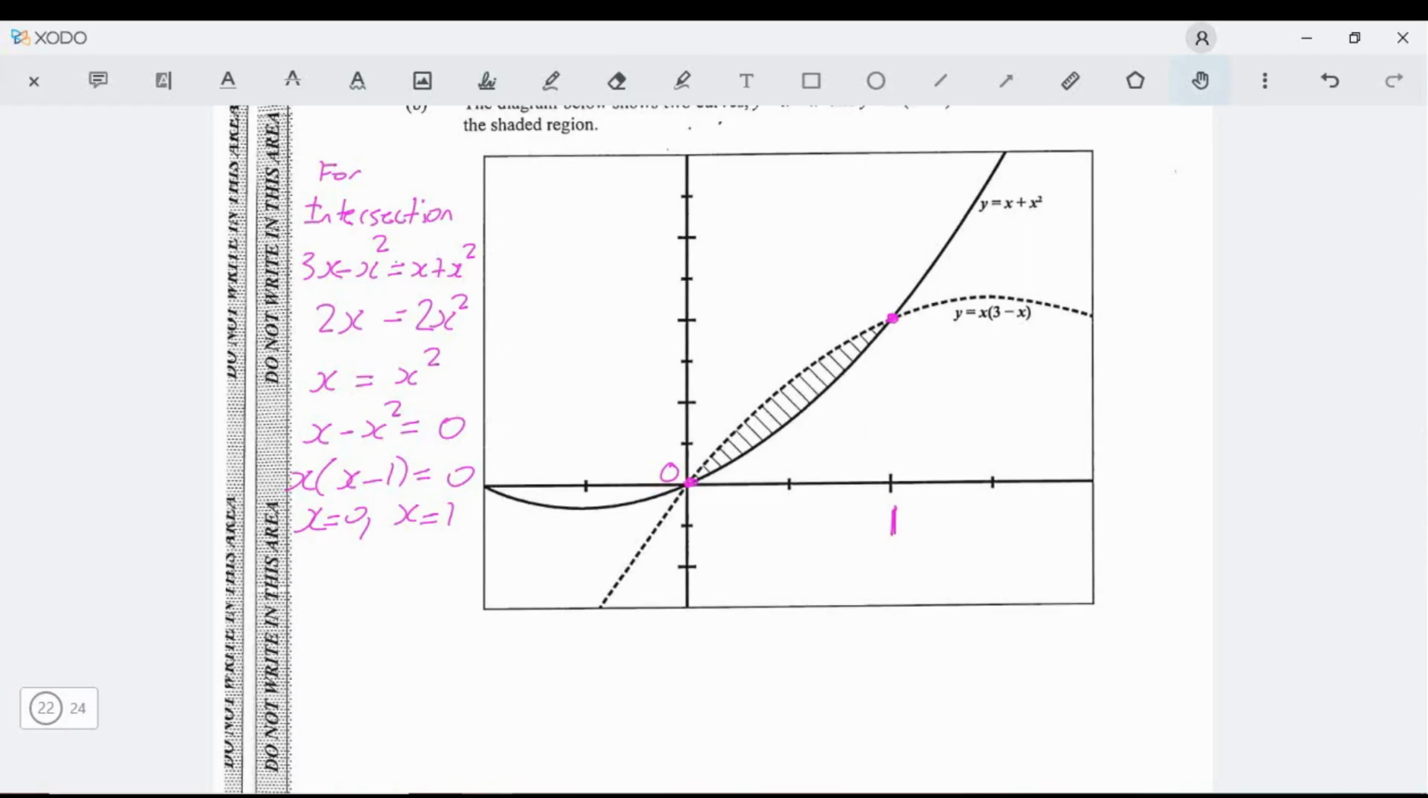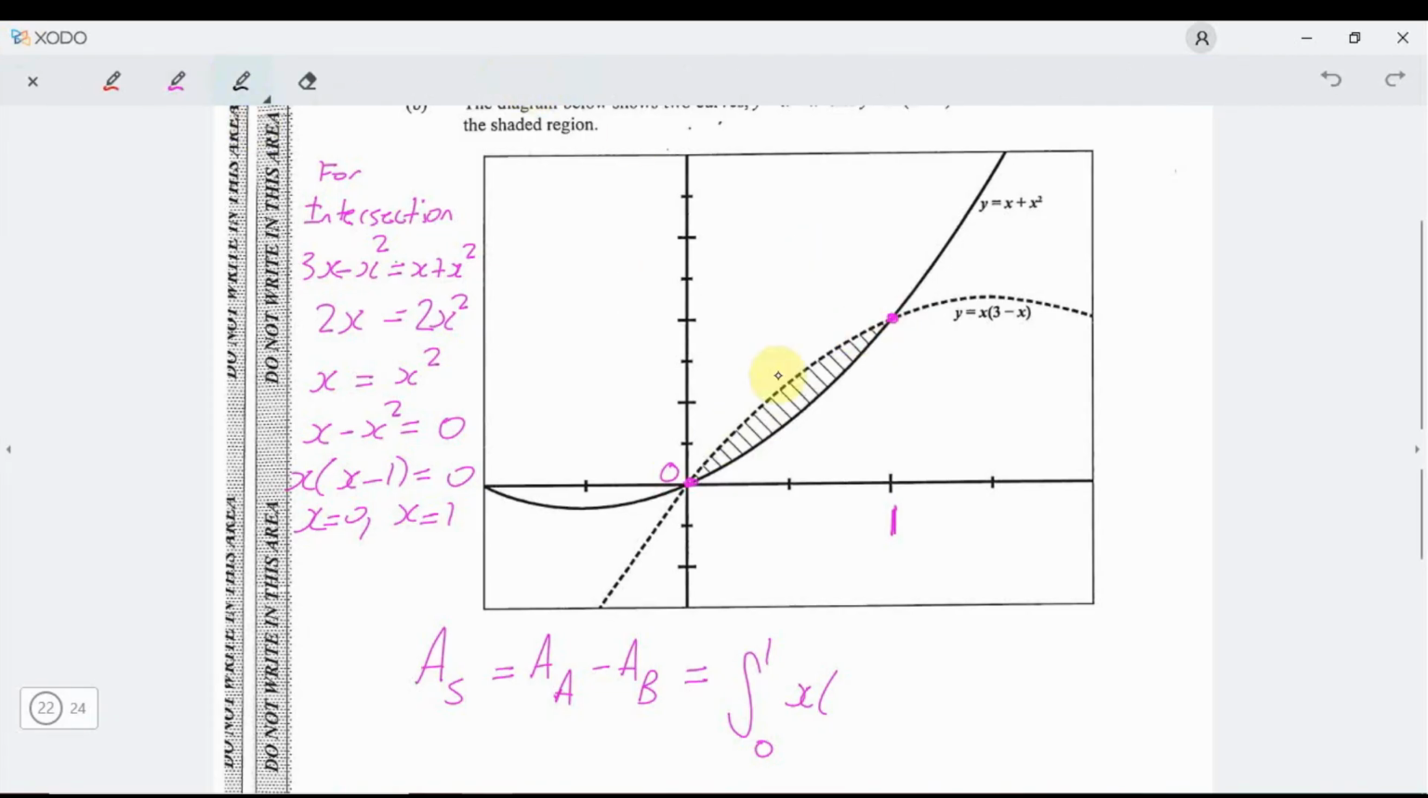That's all we need. Because now we know that the area shaded is equal to area above minus area below. So it's the integral from point of intersection 0 to 1. The curve above is x in bracket. Want to make sure it's correct. This is the curve above. Let me show you the curve above. This one is the one above. So the curve above is x in bracket 3 minus x dx minus the integral from 0 to 1 of the curve below, and the curve below is this one. The equation of the curve below is x plus x squared dx.